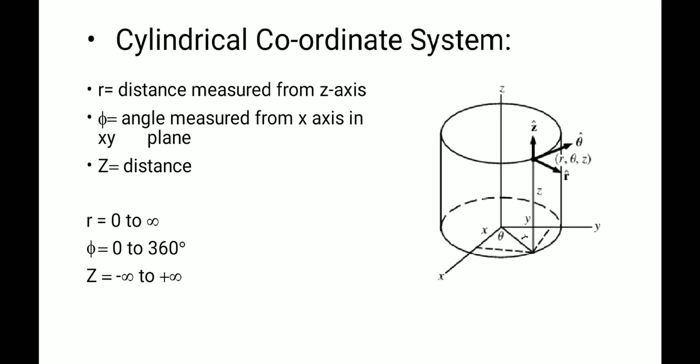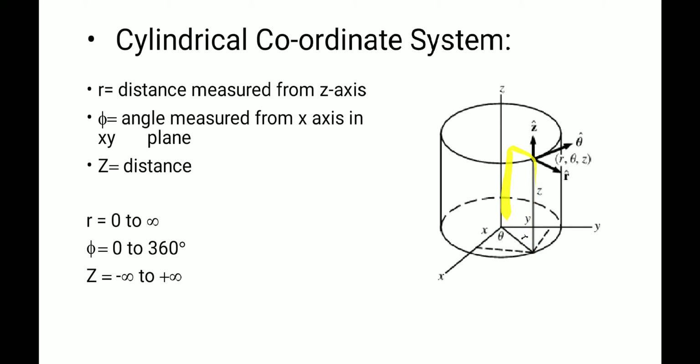Now let's see the cylindrical coordinate system. When we place the z axis at the center of the cylinder, then this is the x-axis, this is the y-axis, and this is the z-axis. Now the z-axis is at the center of the cylinder, so the distance from this center to the edge of the cylinder is the radius of the circle. It is given by r. Okay, r is the distance measured from the z-axis. Clear? Now next is this plane. Consider this plane as the xy plane, which is along the x-axis and the y-axis.